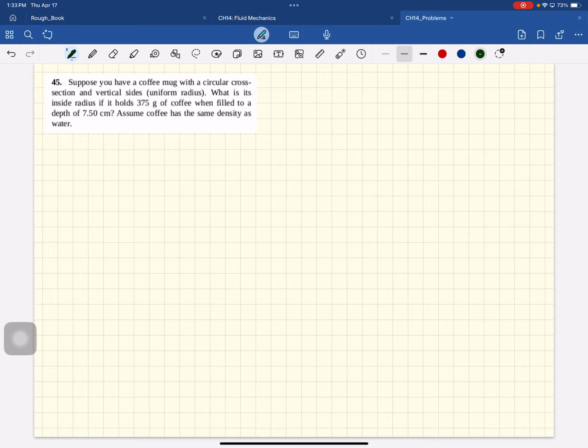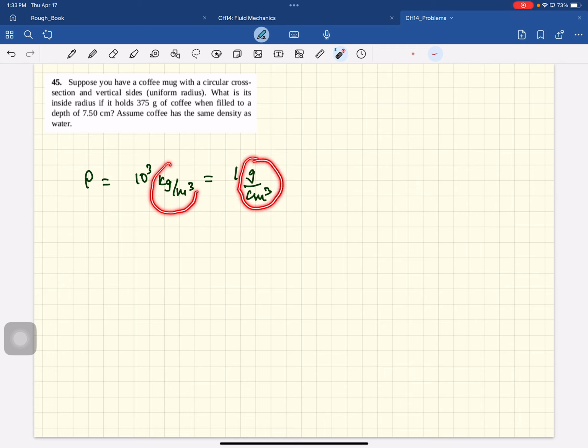Okay, so the density is 10 to the power 3 kg per meter cube. Or actually, we'll write it as 1 gram per centimeter cube. So that's the density of water. This is in SI units. This is in CGS units.